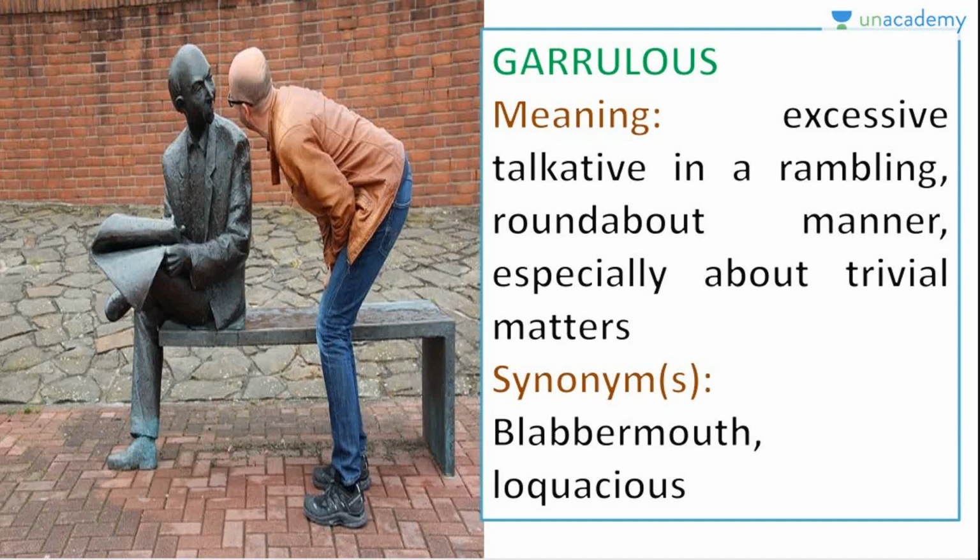First word is garrulous. Now look at this extremely funny picture here. This man is talking to a statue, okay? So garrulous, as the word explains, means an excessively talkative person, okay? So here we've written excessive talkative in rambling, roundabout manner, especially about trivial matters. So if you call a person garrulous, okay, that person is not just talkative, okay.